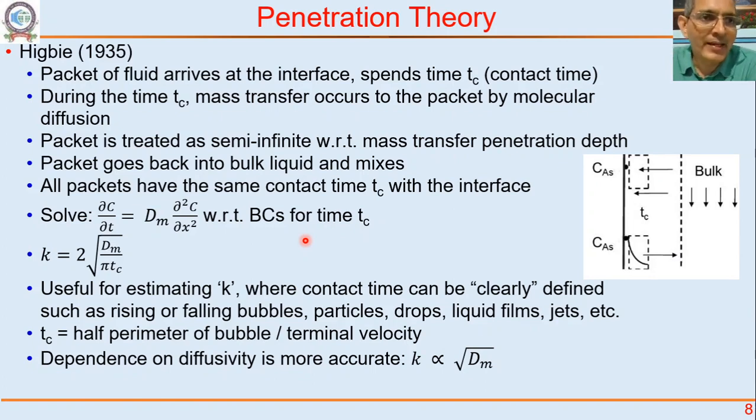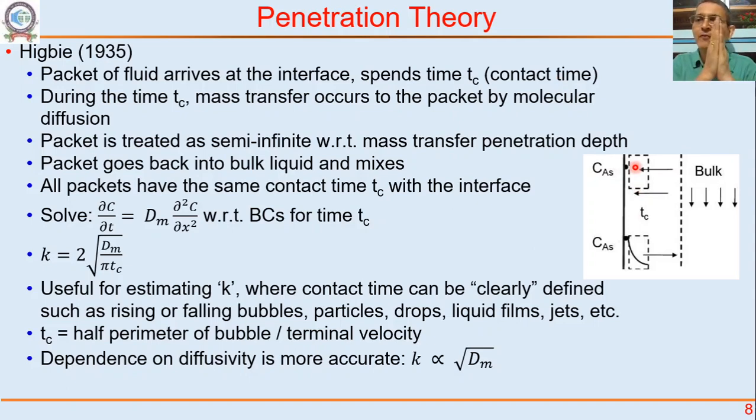Higbie in 1935 proposed a theory. That theory was like this. Imagine this is our boundary layer. What this theory proposed is that there is an eddy that comes from the bulk. It comes to the interface where mass transfer is happening. It stays at the interface for some interval of time, let's say Tc, that's called the contact time. Within that time, it stays there.